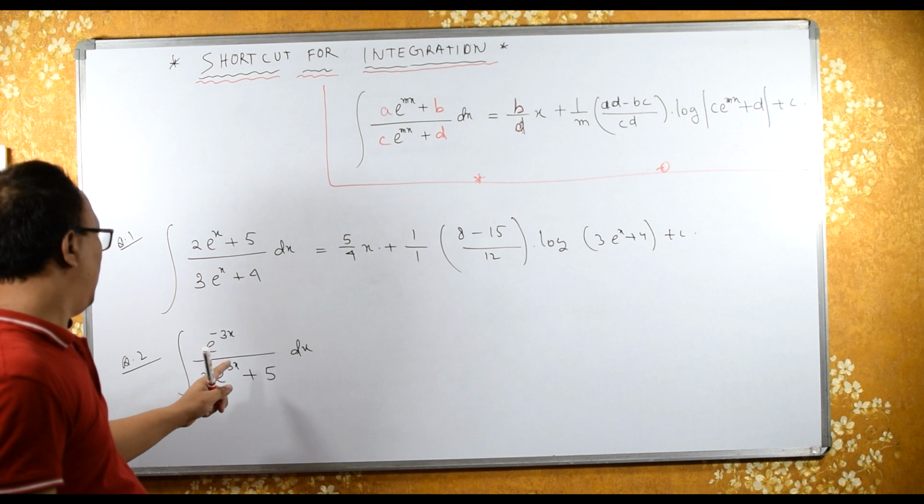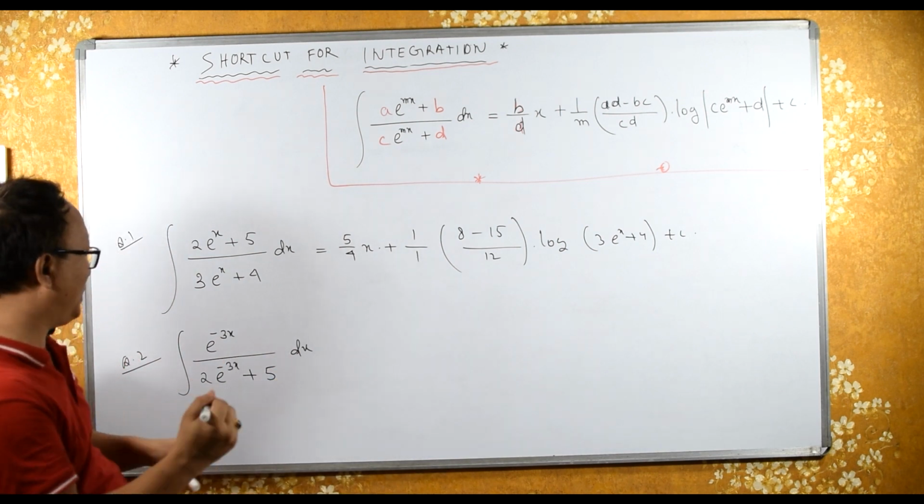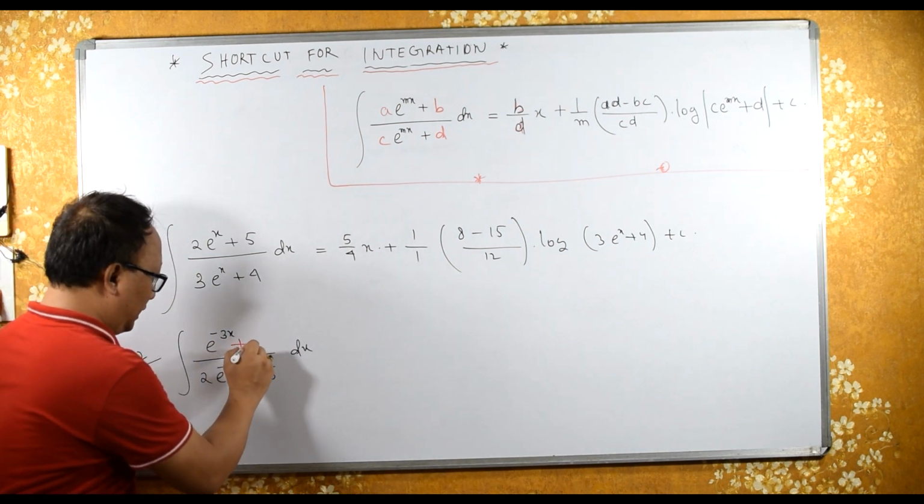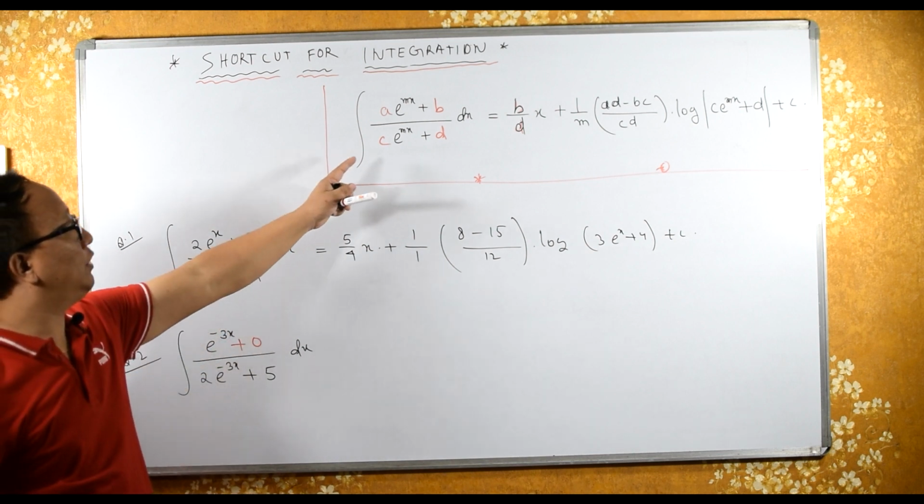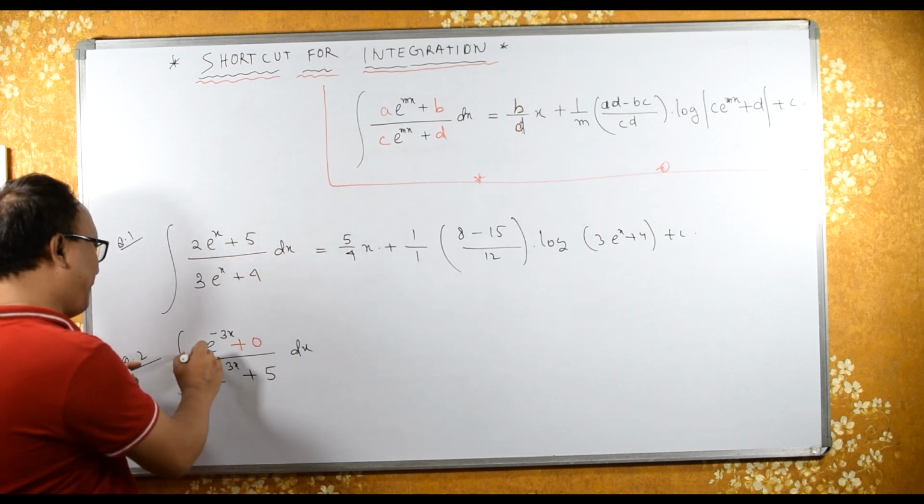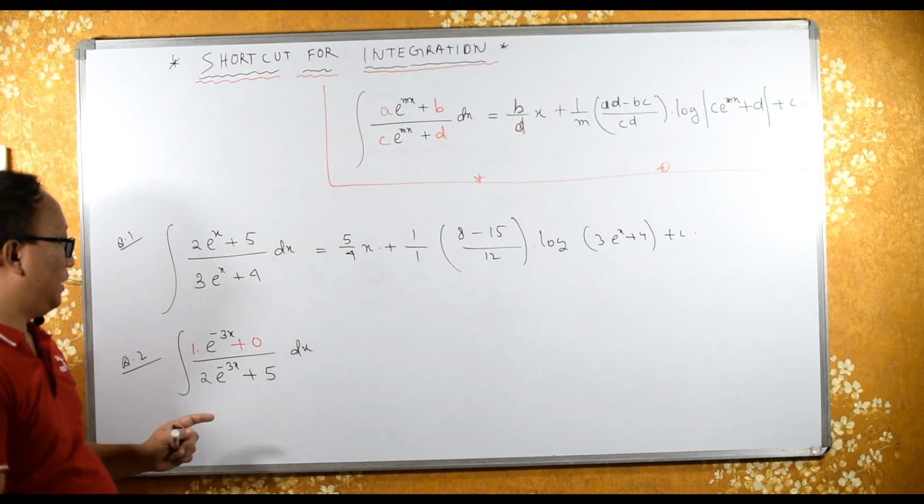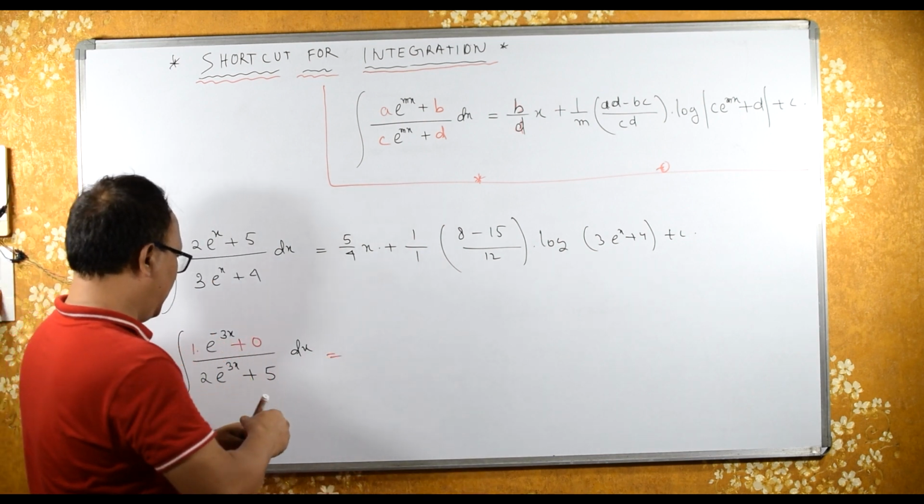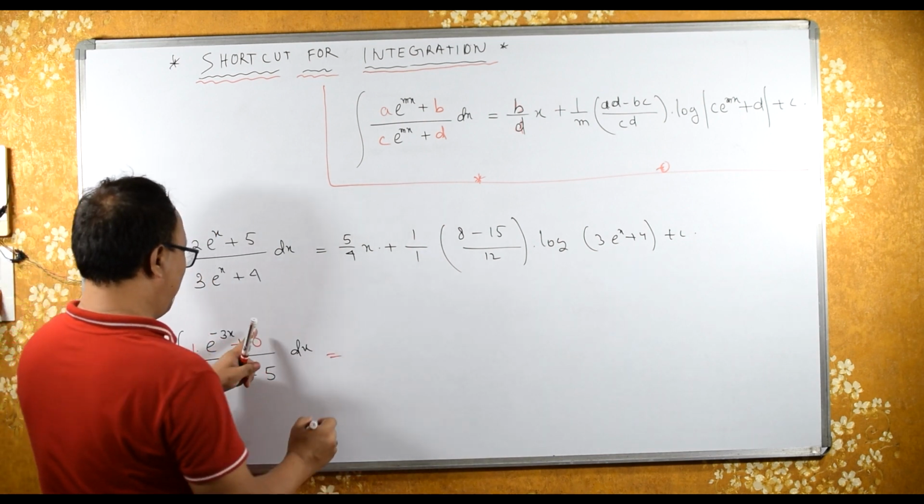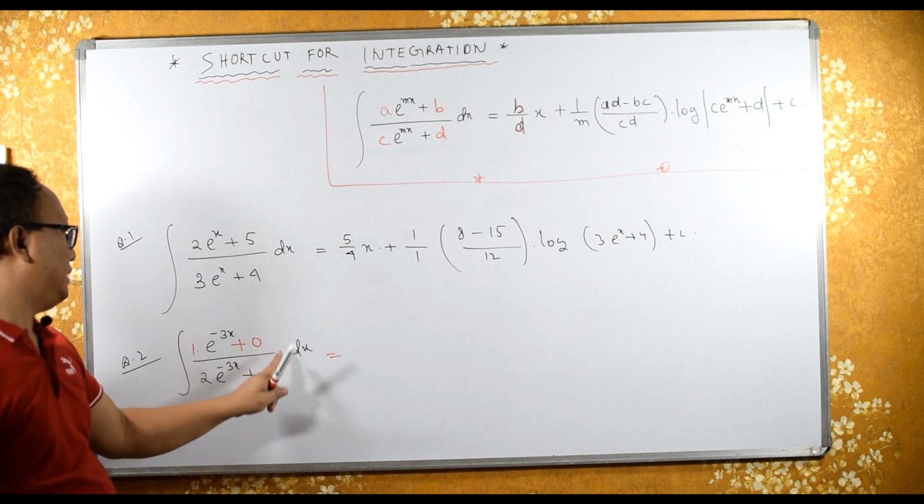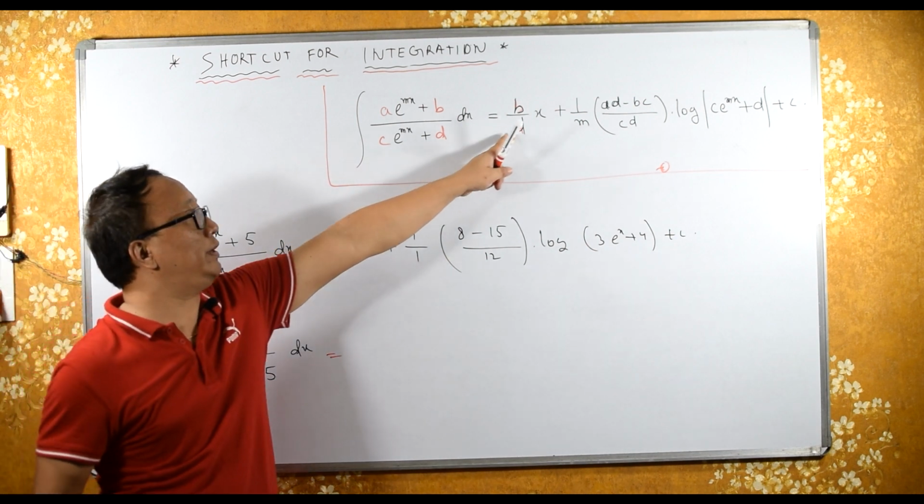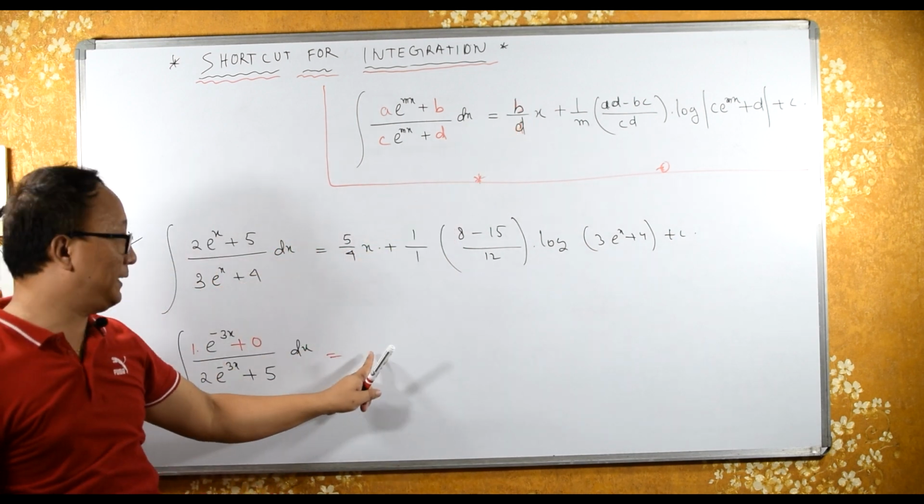Now what about this? This equation, I can write here into 0. In order to make this form, I have some 1 here. Therefore, this is the integration. This is what? 0 by 5. 0 by 5 is 0. 0 into x, we don't have to write anything.